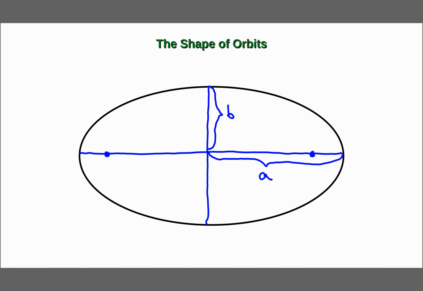And you can see that these two semi-axes are kind of analogous to the radius of a circle, right? But the distance from the center here isn't always the same. It smoothly transitions from A to B. So it's not a circle. But a circle is actually a special case of an ellipse.